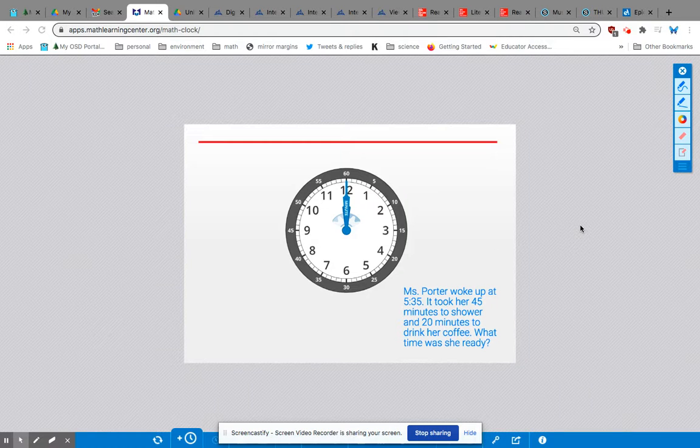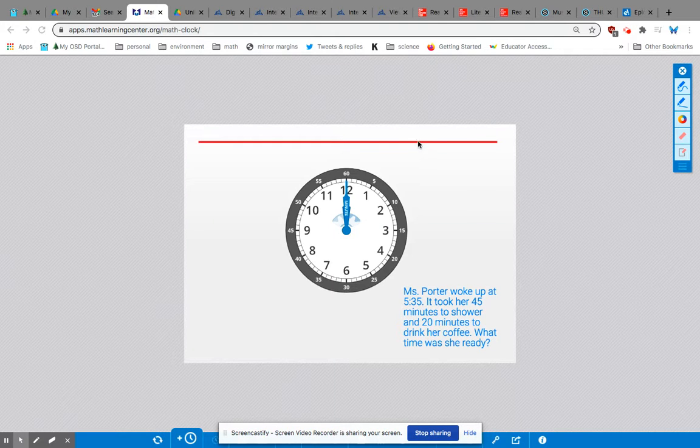Hi guys, so I'm going to show you how to solve an elapsed time story problem in two different ways. One is using a timeline and one is using a clock. So here's the problem. Miss Porter woke up at 5:35. It took her 45 minutes to shower and 20 minutes to drink her coffee. What time was she ready?